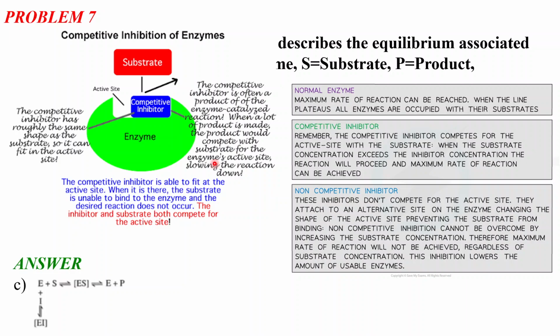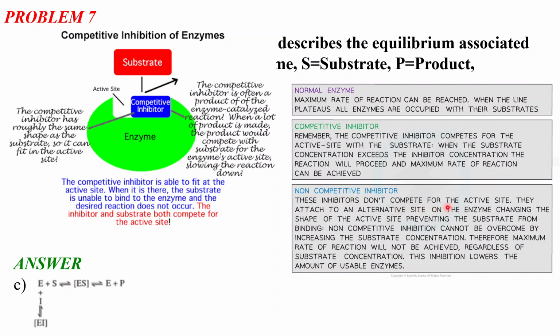So what about the normal enzyme? The maximum rate of the reaction can be reached when the line plateaus, when all the enzymes are occupied with the substrate. Competitive inhibitor: remember, the competitive inhibitor competes for the active site with the substrate. When the substrate concentration exceeds the inhibitor concentration, the reaction will proceed and the maximum rate of the reaction can be achieved. Non-competitive inhibitor is also there.